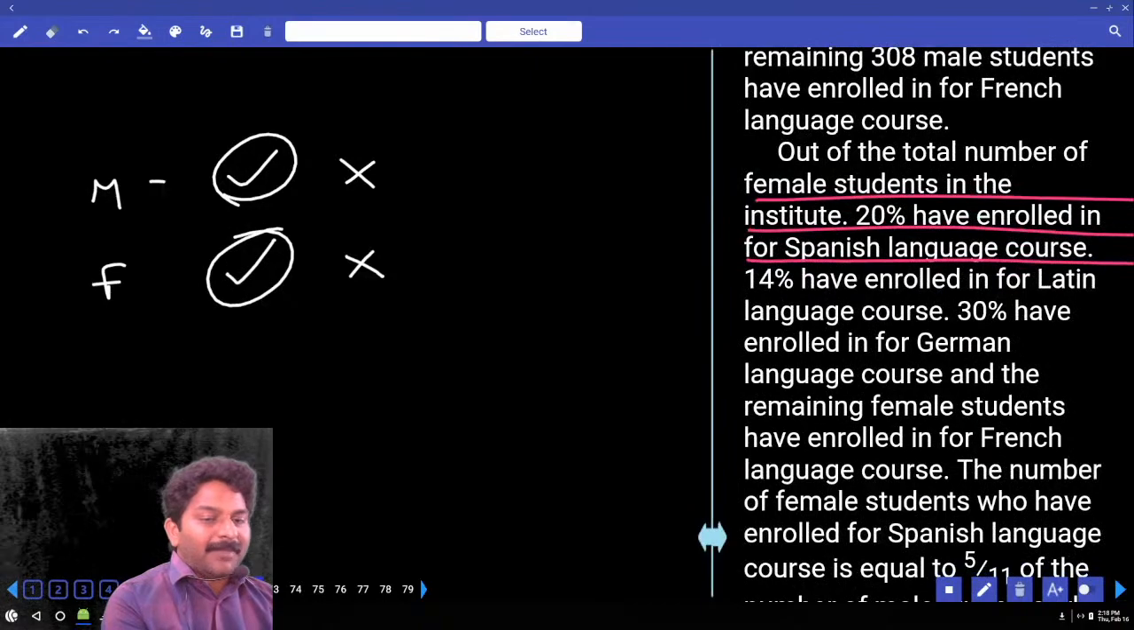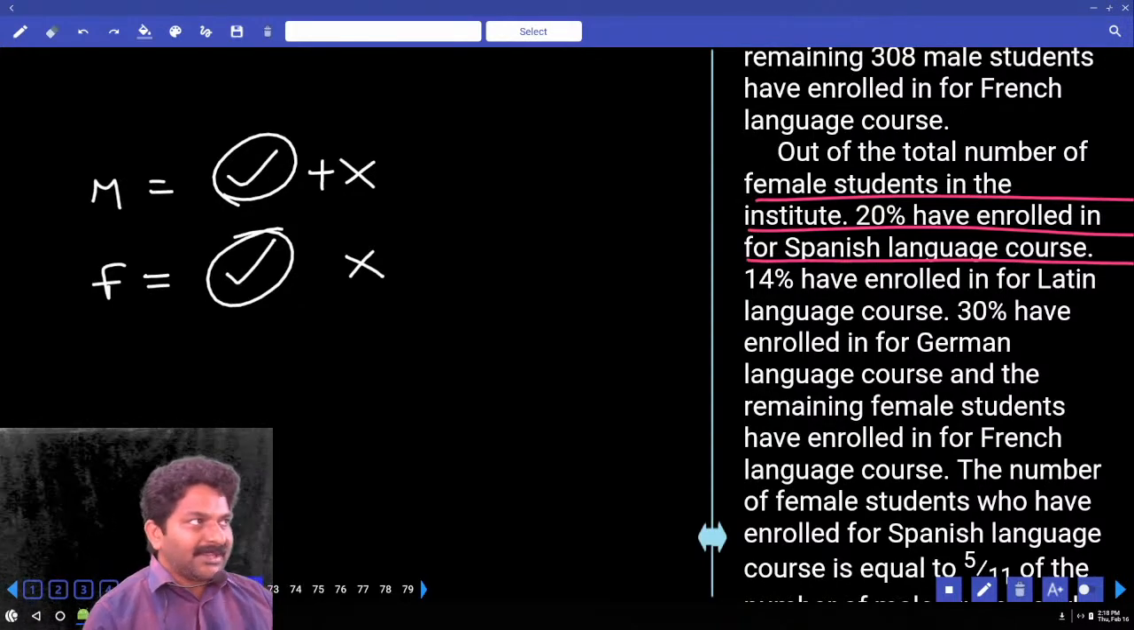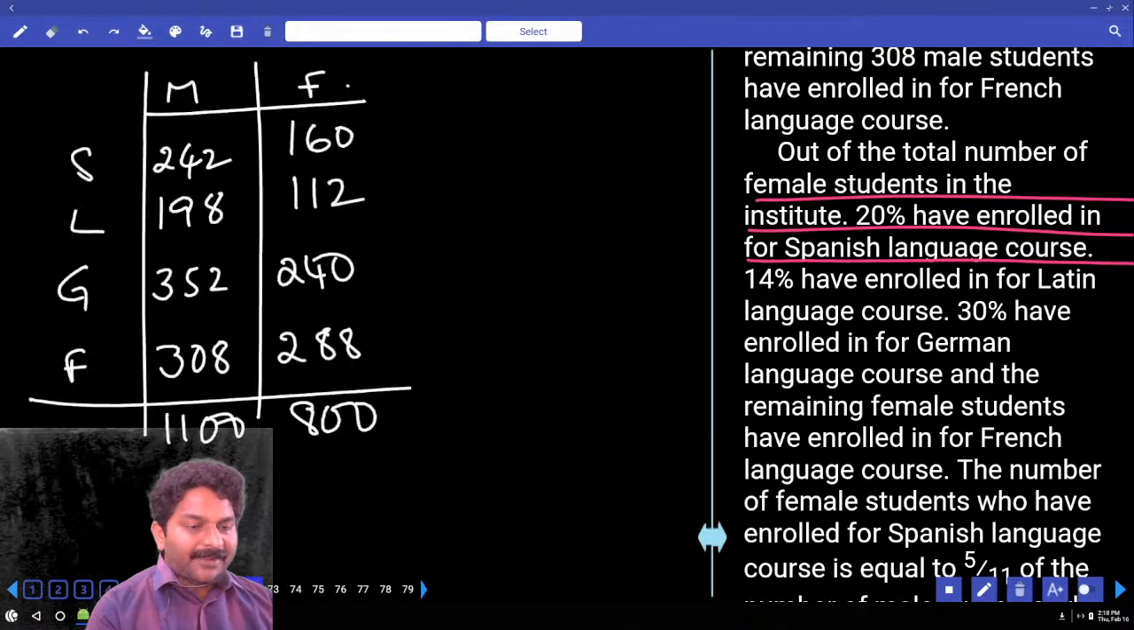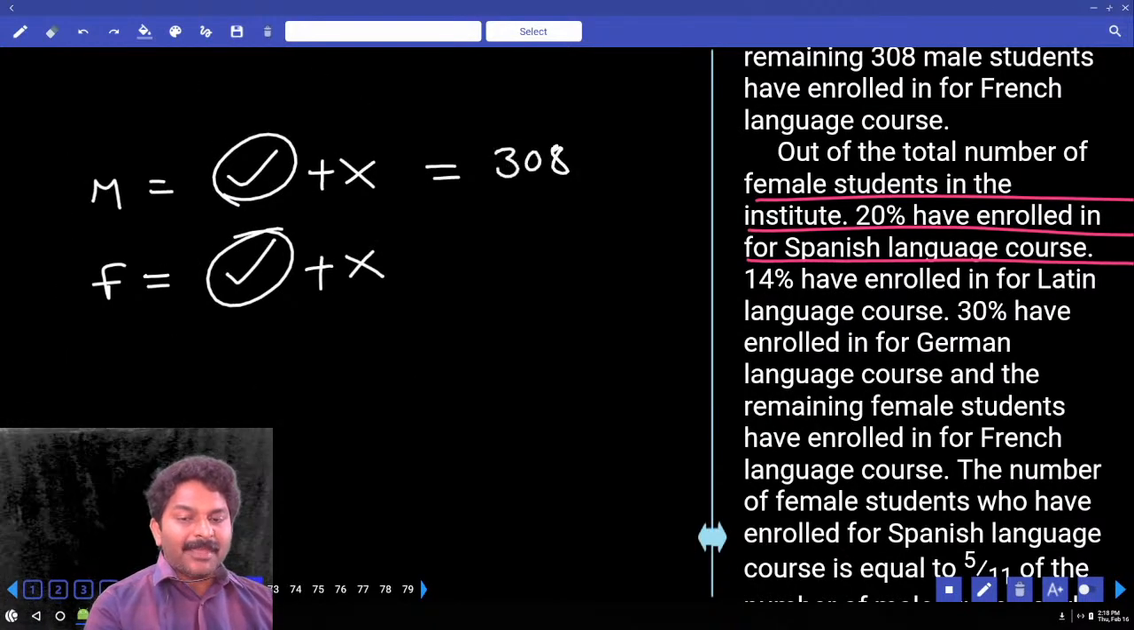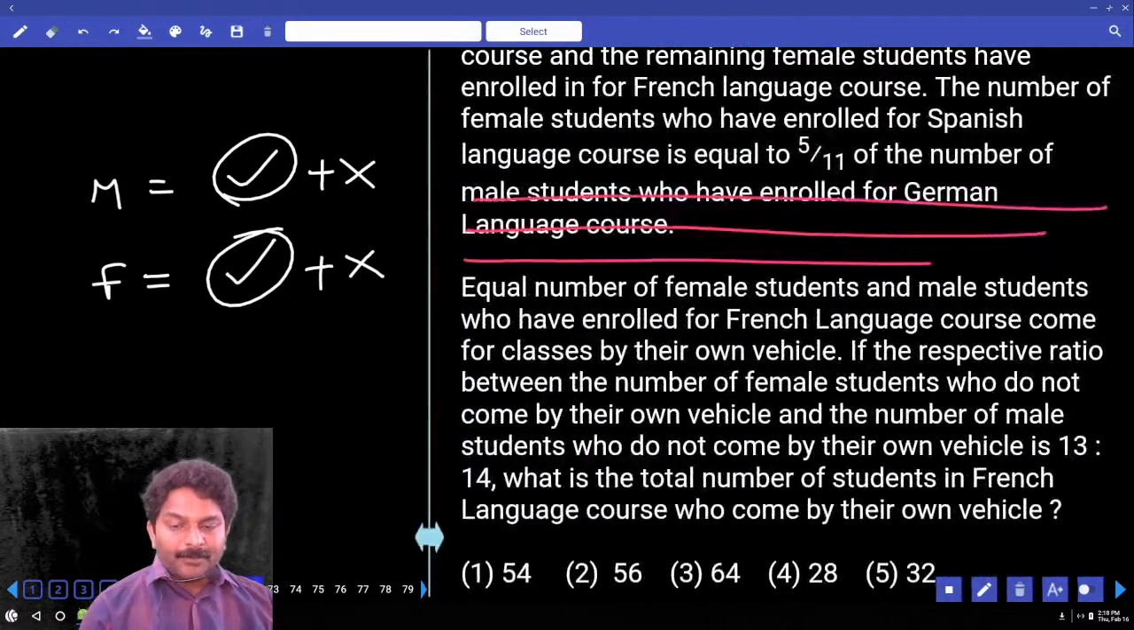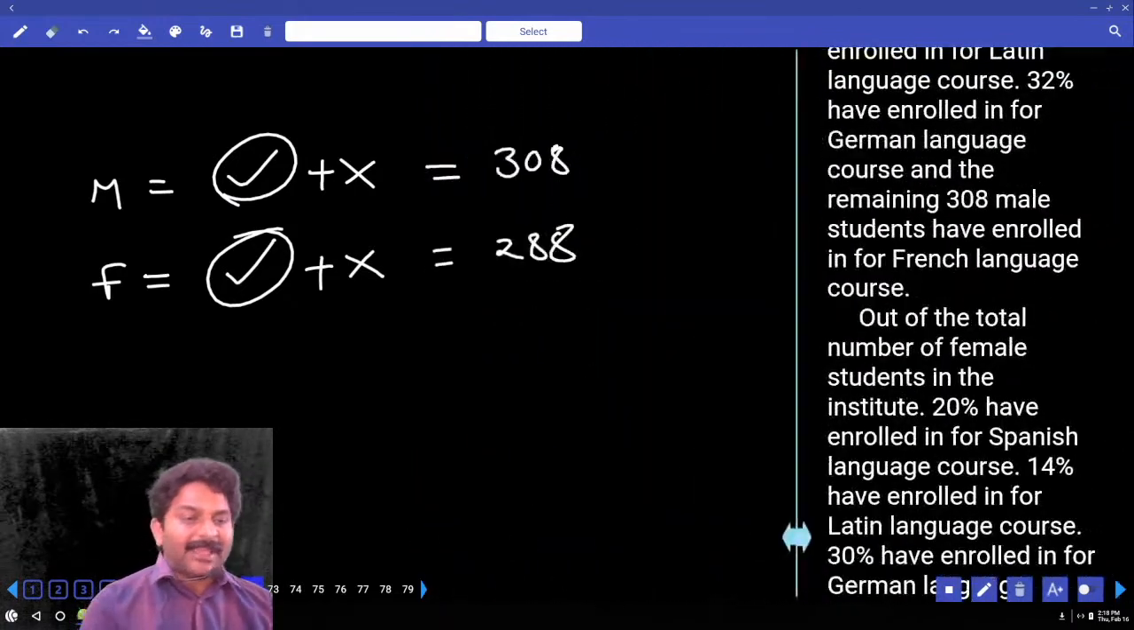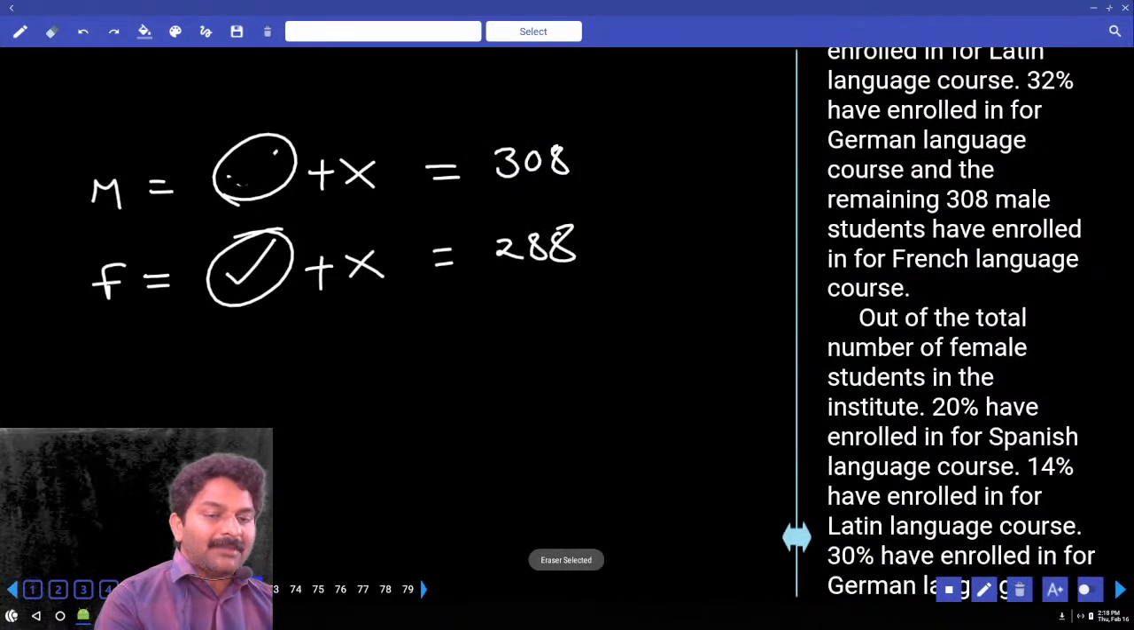So to calculate male, it is the sum of own vehicle plus those people who are not getting their own vehicle. Among female also, there is sum of own vehicle plus not own vehicle. Correct? Here, French class, male are 308, female are 288. Those who come with their own vehicle, they are same. So, I'll mark it as X.